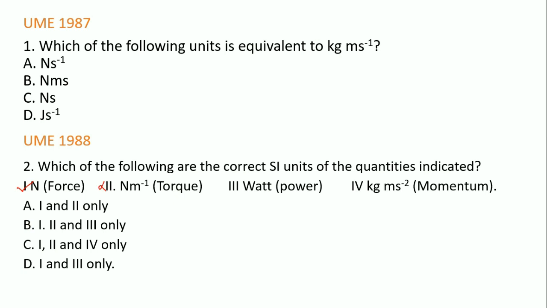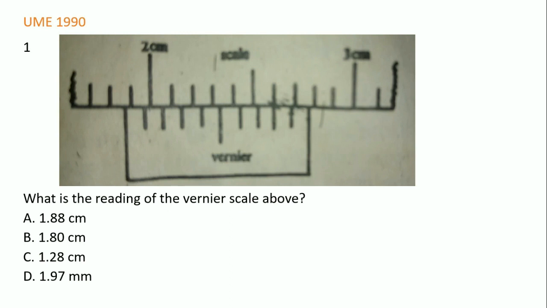Watt is the SI unit for power, so this is correct. For momentum, meter per square second? No, this is wrong. The SI unit for momentum is kilogram meter per second. So our correct answer here is option D, 1 and 3. Next question, UTME 1990 question number 1.